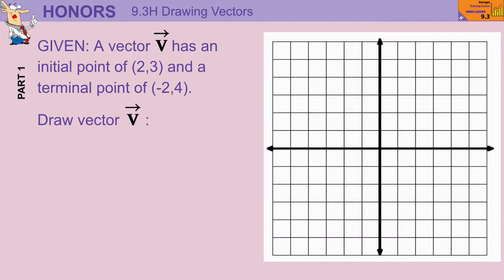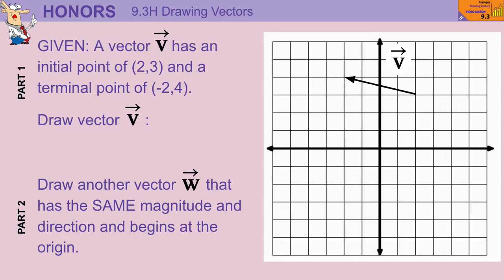So given a vector v, and you may not have seen this notation before, that's okay. The v with an arrow over it is just a label for the vector. The vector v has an initial point of (2, 3) and a terminal point of (-2, 4). Let's draw the vector. We begin by plotting the initial point, and then we plot the terminal point, and finally we draw the vector going from the initial to the terminal. And then I just go ahead and label it, so we can keep track of them.